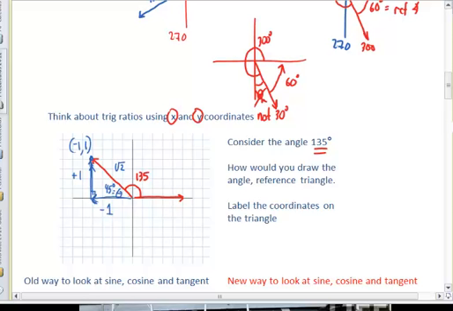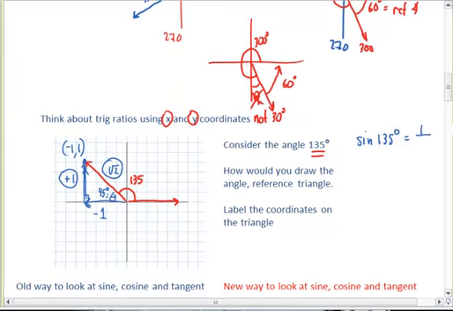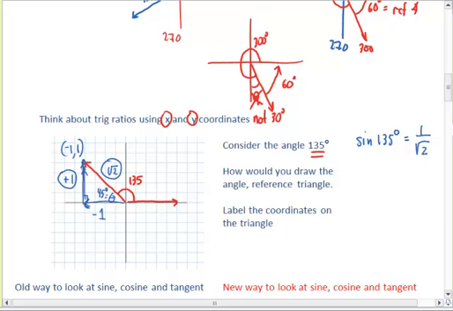Now when it comes time to do your trig ratio, let's say that I asked you to find the sine of 135 degrees. Once you draw your triangle that way, then you can think of it as being opposite over hypotenuse, which is 1 over root 2. But in other places in our textbook, it will say you can think of the sine ratio to be equal to the y coordinate divided by the radius.